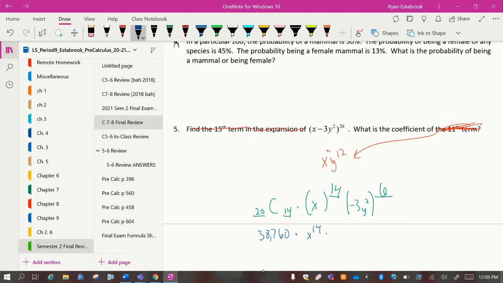I know y squared to the 6th is y to the 12th. That's why we chose that number 6 there. The negative 3 to the 6th, if you're doing that on your calculator, make sure you have parentheses around the negative 3. Because a negative base to an even exponent should come out positive and not negative. So instead of negative 3 to the 6th without parentheses, use parentheses. 729.